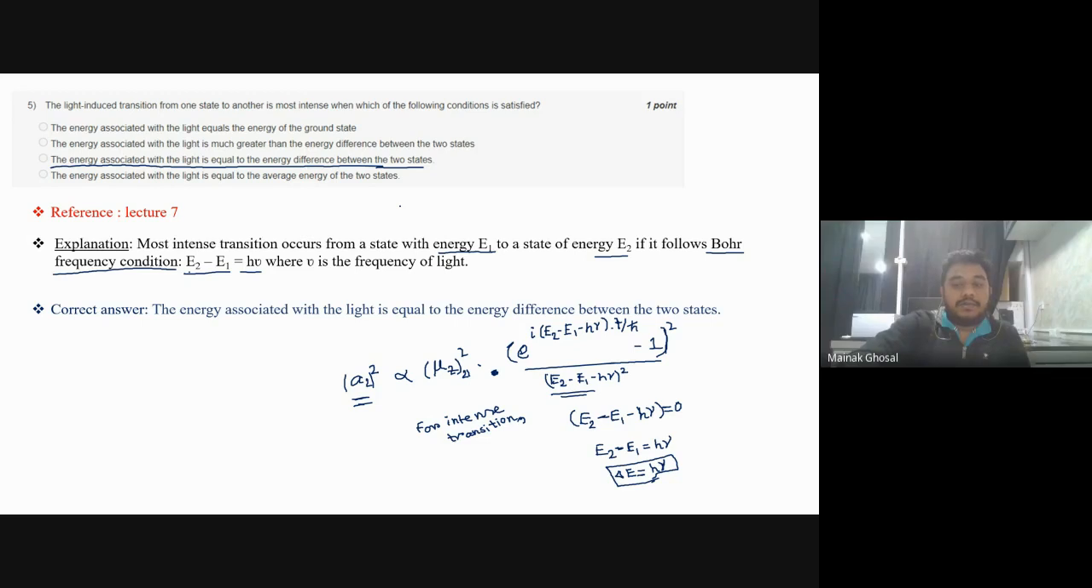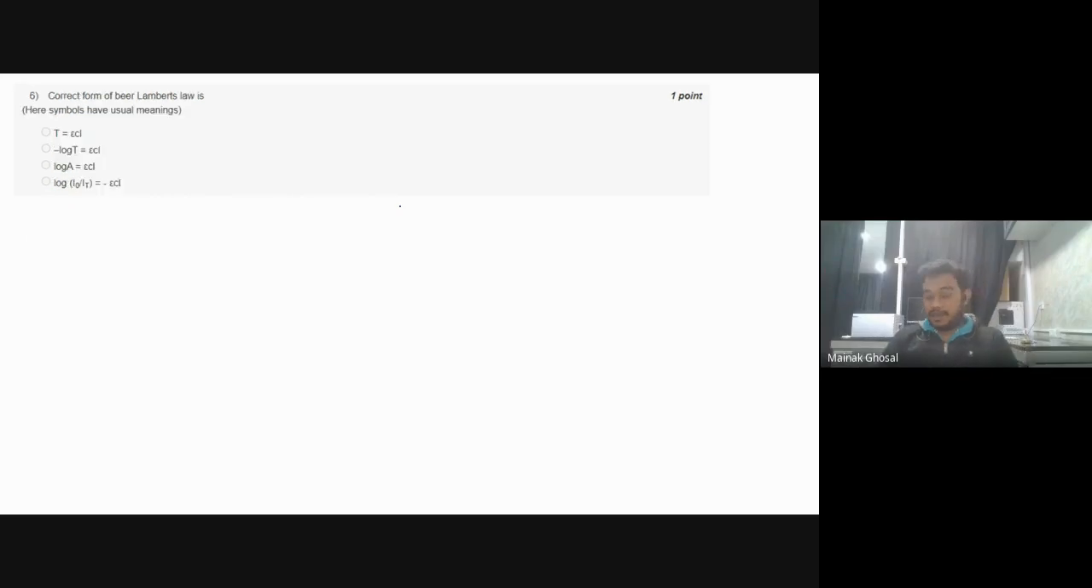So I'm going for the next one. Yeah, there is some change: the correct form of the Beer-Lambert law. We have learned about absorption in absorption spectroscopy. This is a very basic law for absorption. Okay, let's write it here.